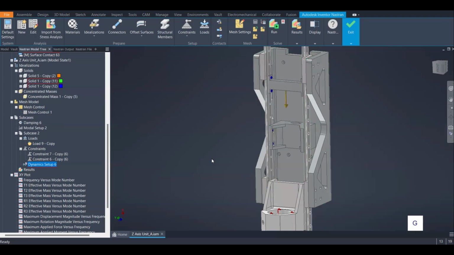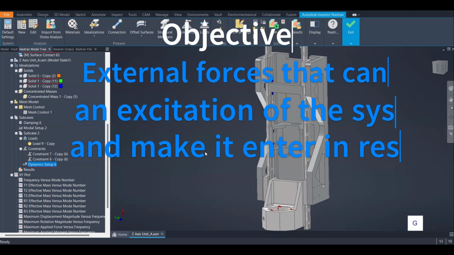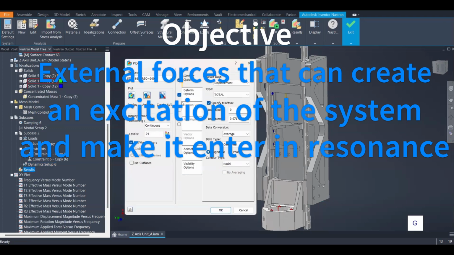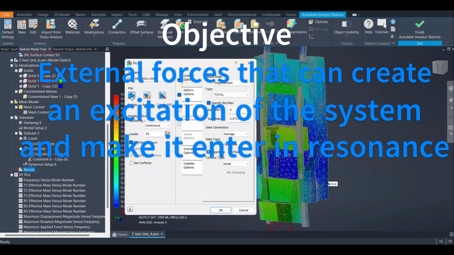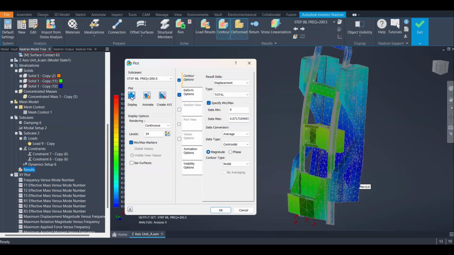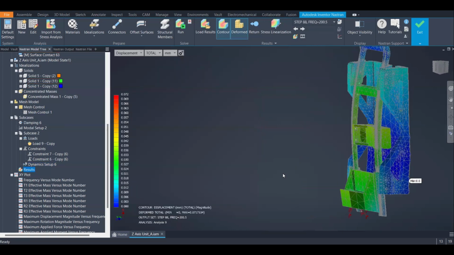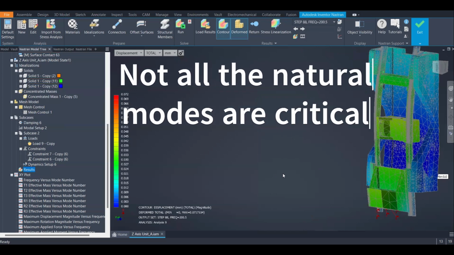Okay, as a good reminder, this type of analysis is about finding disturbances on the system that in combination with the natural frequencies are going to create resonance. So we want to avoid that from happening, of course. That being said, there are interesting things that we need to take into account.